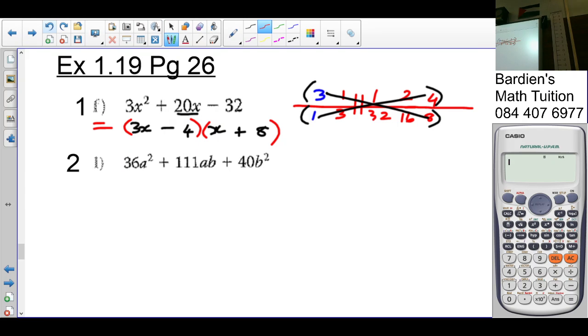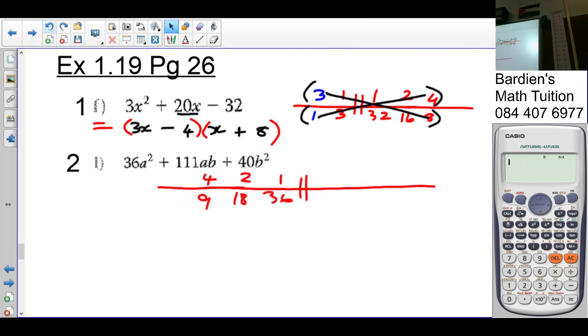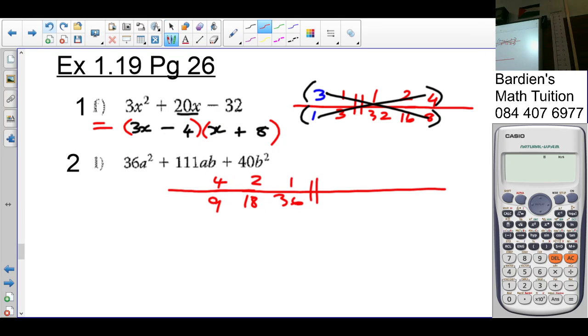Now we get number 2L. Do you see any common factor here? No. So, get straight into the product line. So what are the factors of 36? 1 and 36. 2 and 18. 4 and 9. 3 and 12. 6 and 6. What are the factors of 40? 1 and 40. 2 and 20. 4 and 10. 5 and 8.